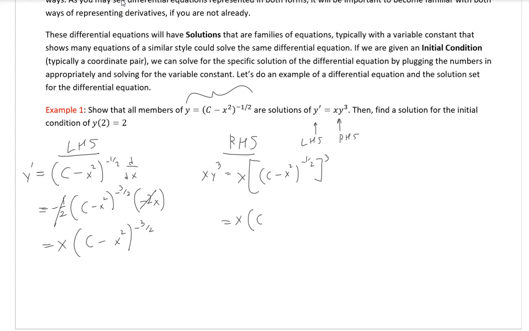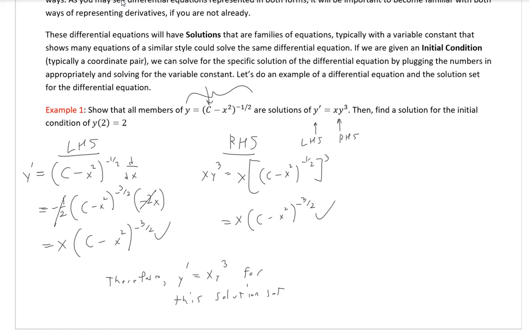All that's going to do is take that exponent of negative 1/2 and multiply that by 3, and we get negative 3/2. And therefore, since this is equal to this, y prime equals xy cubed for the solution set. So this family of equations, where I could plug in really anything for c and we get a different equation, would all be solutions for this.